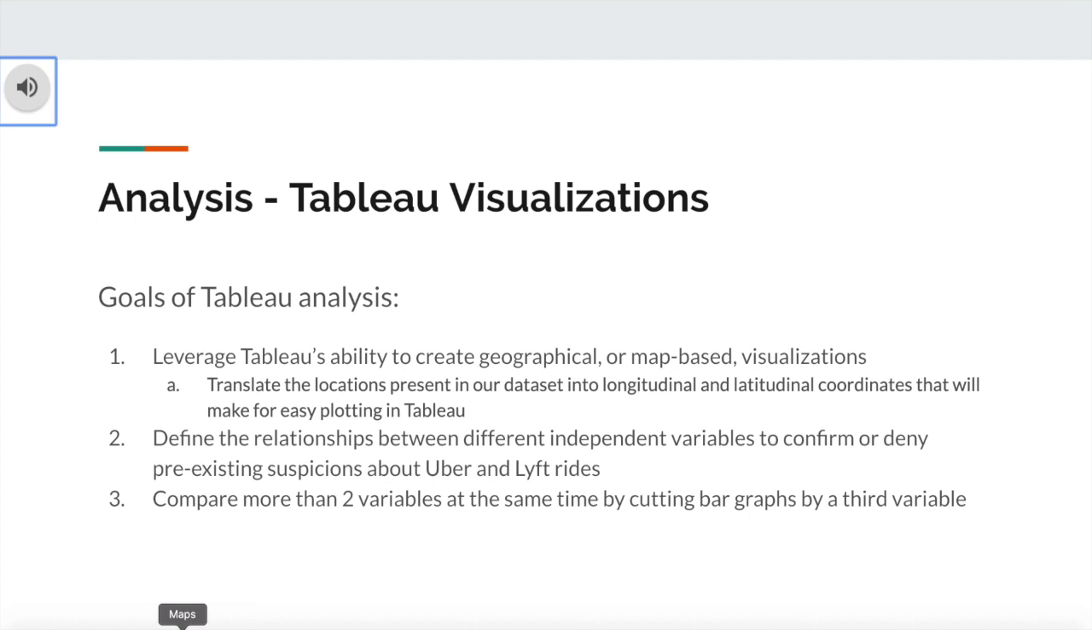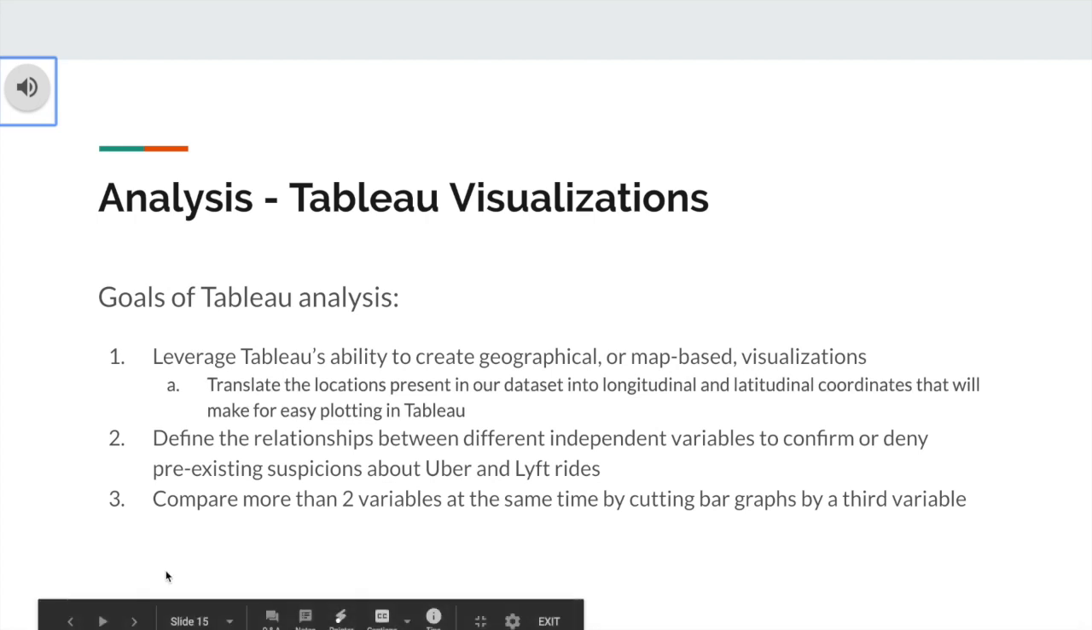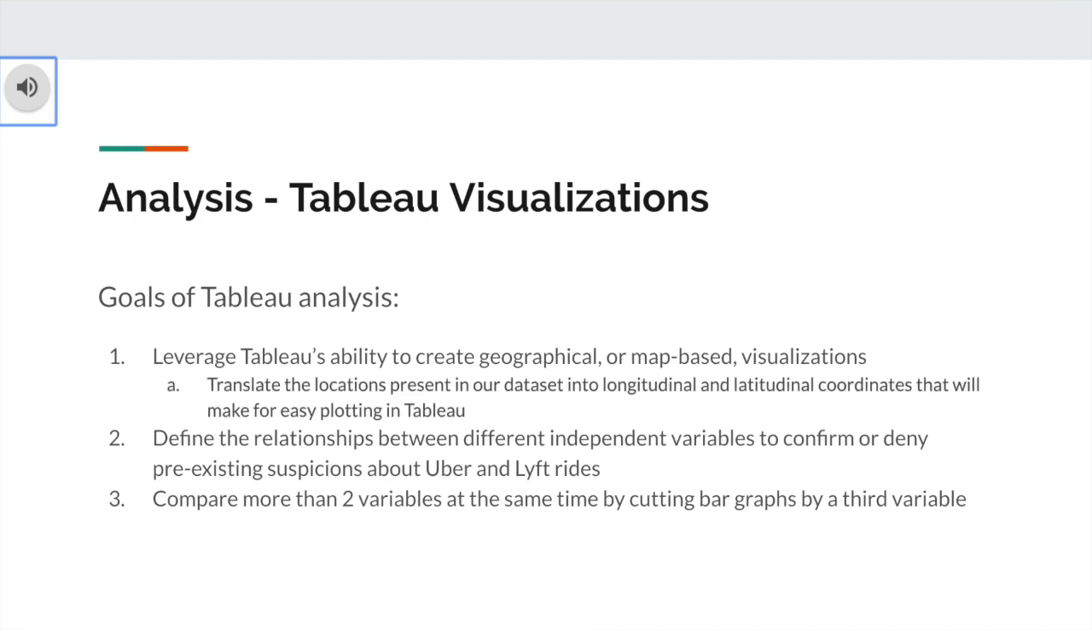Next, we wanted to define the relationship between different independent variables to confirm or deny pre-existing suspicions about Uber and Lyft rides. Specifically, the relationship between ride type and price, which we discussed a bit earlier. Our third goal was to compare more than 2 variables at the same time and leverage Tableau's unique ability to cut bar graphs by a third variable.